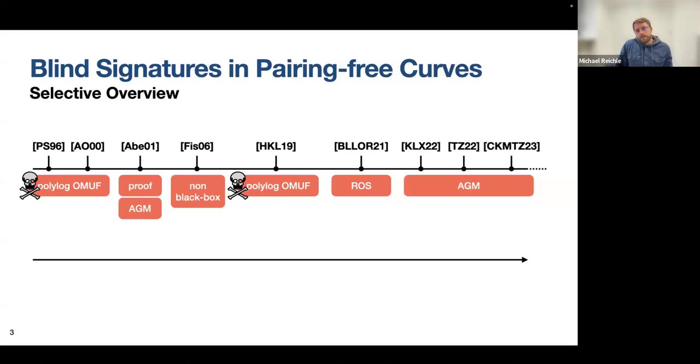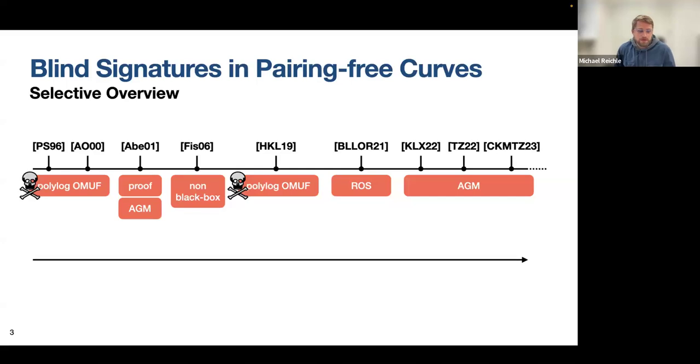So this, of course, gives rise to the question: can you actually do better than that? Can you actually get provably secure and efficient schemes that don't have this polylog restriction? And this was answered in '22 by Kastner, Loss, and Xu, where they gave the first proof in the AGM for Abe's scheme. So it is provably secure in the AGM.